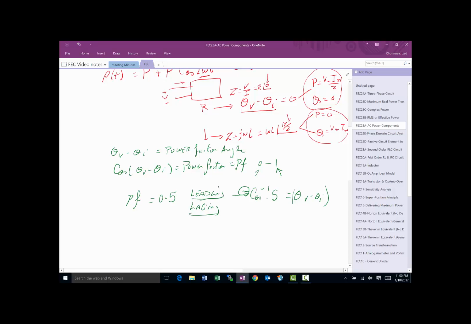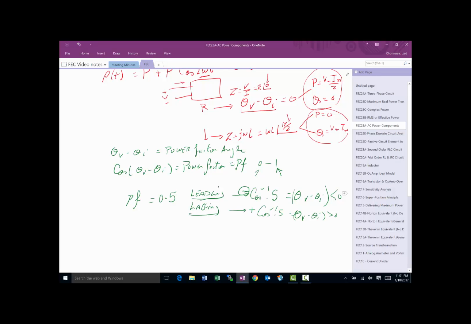In the lagging case, you just take the positive inverse cosine of 0.5, which means theta V minus theta I is larger than 0, whereas the leading case was less than 0. So the bottom line is, if you're the one defining the power factor, you have to tell whether your 0.5 is leading or lagging. Leading comes from the fact that theta I is leading theta V, or in other words, theta V minus theta I is less than 0, and lagging comes from the fact that theta V minus theta I is larger than 0.